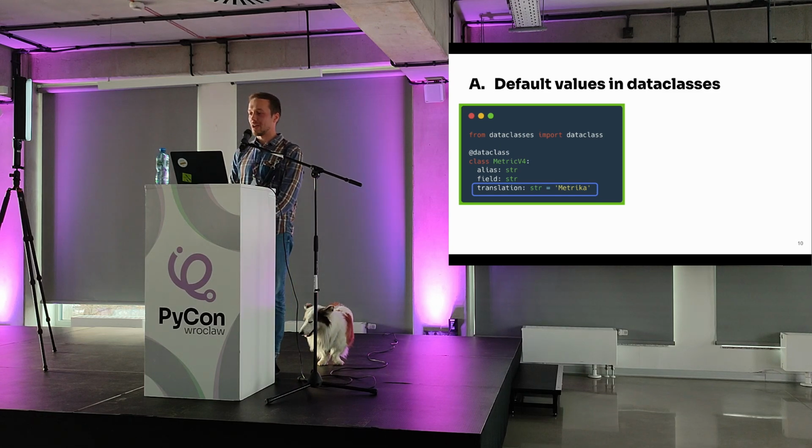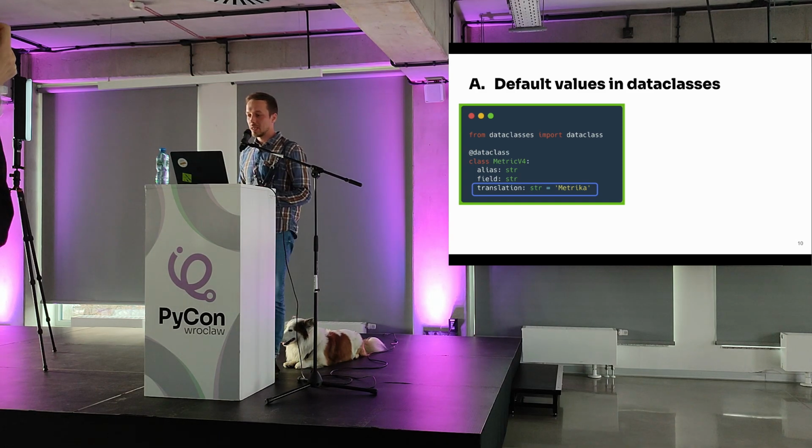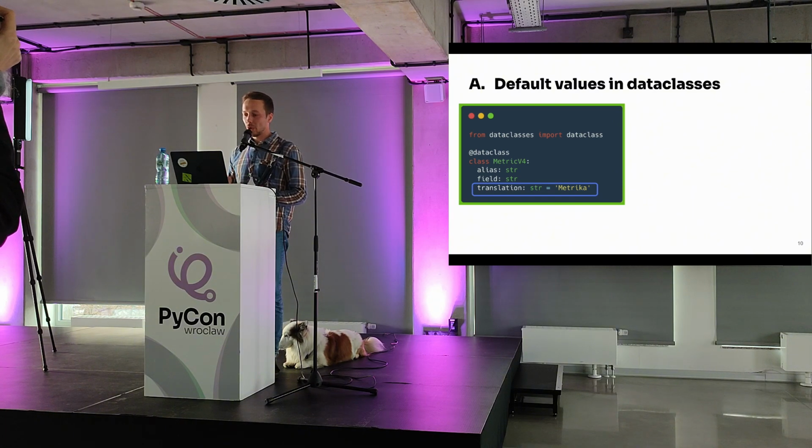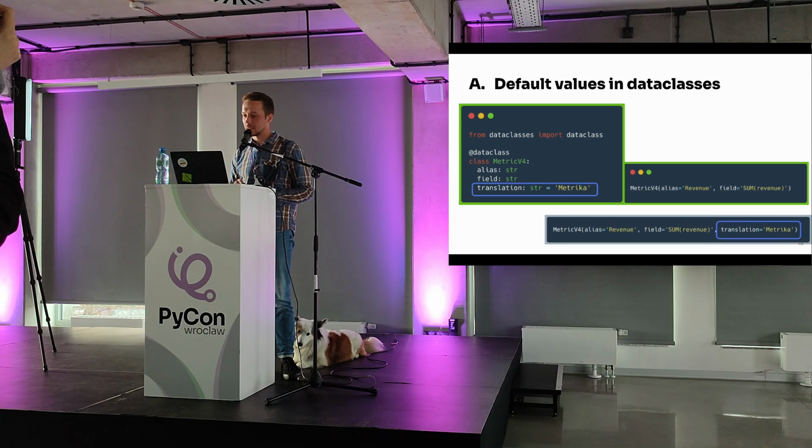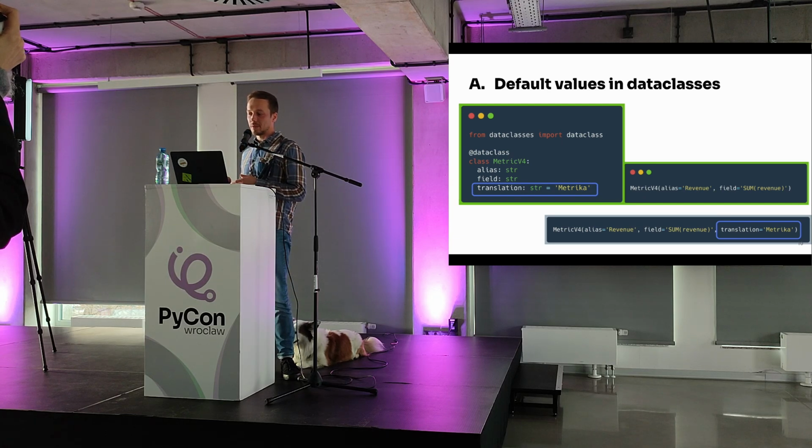Let's set the default value in the data class. We simply need to define it. And we can still override it when creating the object. Here we have defined the default value of the translation variable as metrica. It's metric in Lithuanian. We could create a revenue metric again. And this is what we get. In the representation, we can see the default value of the variable that we specified inside the class but did not pass as an argument.